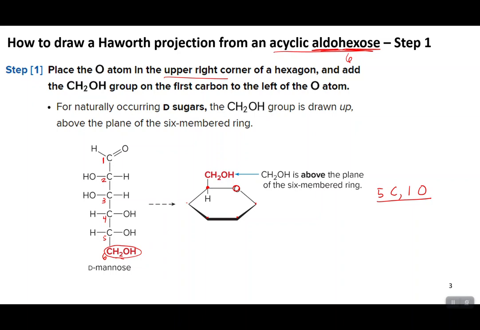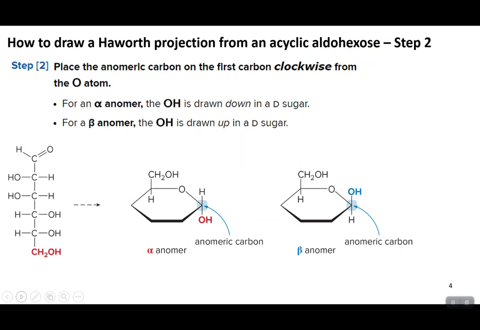Just write in your oxygen into the 6-membered ring, and then complete your 6-membered ring with carbons, and then draw your CH2OH group above your 6-membered ring. The next step, now that we have already drawn our CH2OH group above the ring and we have our oxygen in the upper right-hand corner, now we need to think about our anomeric carbon.